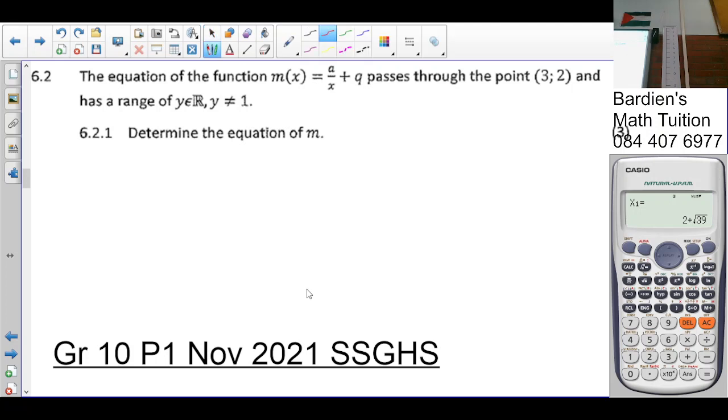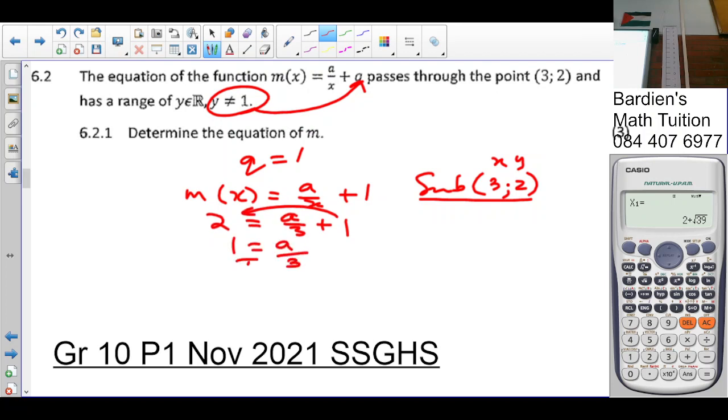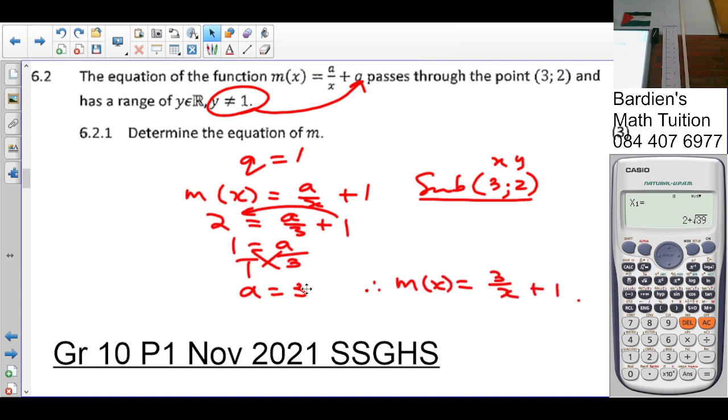If you have given this here, we know that that is your q value. So q is equal to 1. So m of x is equal to a over x plus 1. Now to solve for a, we're going to substitute a point that's lying on the graph, which is (3; 2). That's an x and a y. So we have 2 is equal to a over 3 plus 1. Take it over, becomes 1. So 1 is equal to a over 3. We cross multiply, so a is going to be 3. So the equation of m of x is equal to 3 over x plus 1.